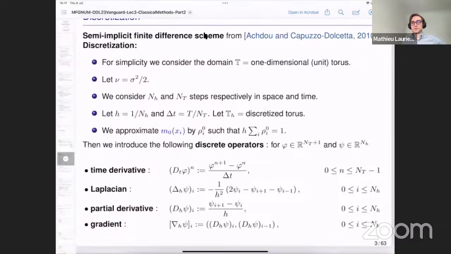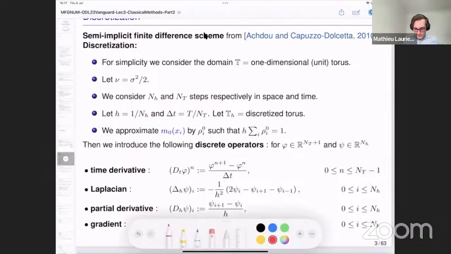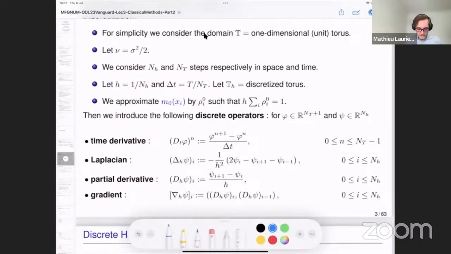And this finite difference equation relies on finite difference operators. So we replace the time derivative by this derivative here, the Laplacian, the partial derivative in space. And you see at the end, probably the trickiest part is this gradient here. And I stress that it has two components. This is because there are two ways to approximate the derivative at point I.